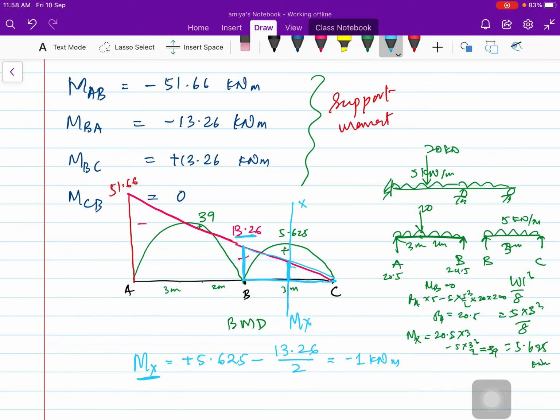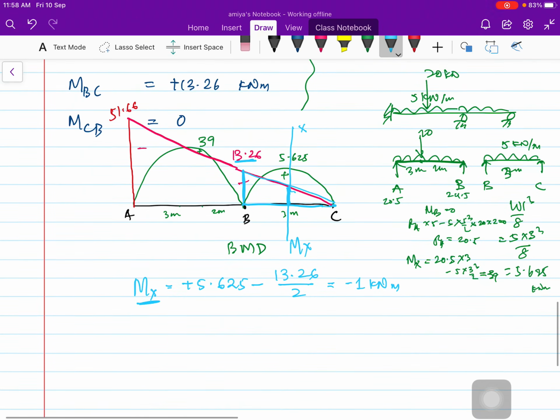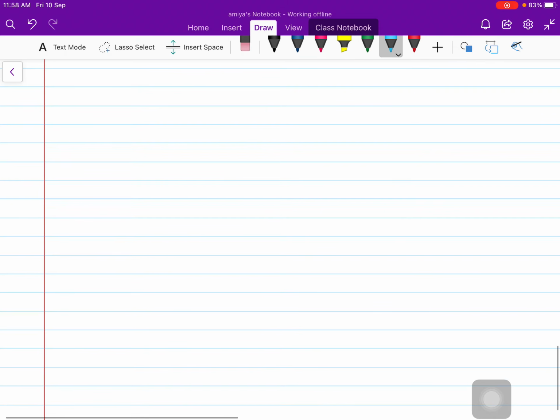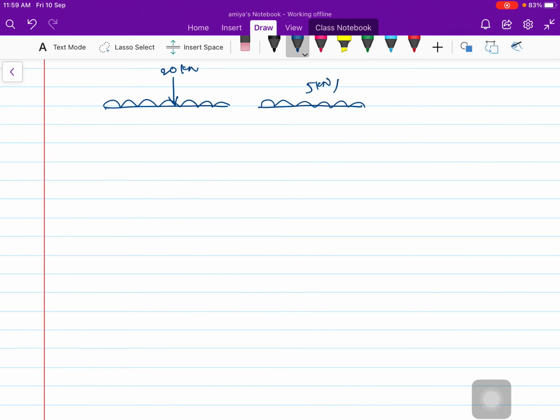Now coming to the shear force diagram. Again similarly, I am going to divide both the spans. There is a UDL and a point load, and in this one only UDL. So I am going to put this as RA, reaction RB dash, and here RB double dash. Here I am going to put RC.